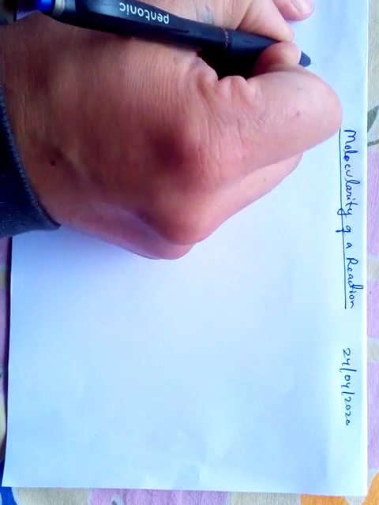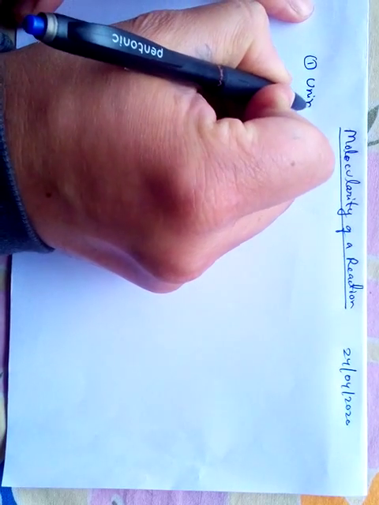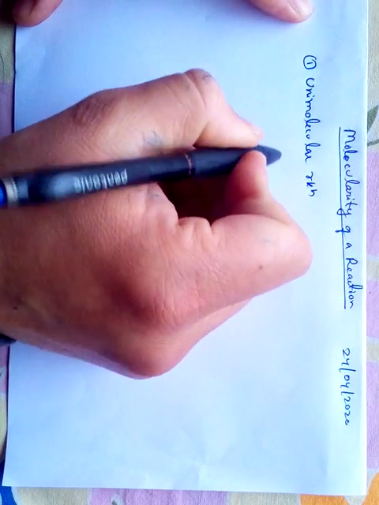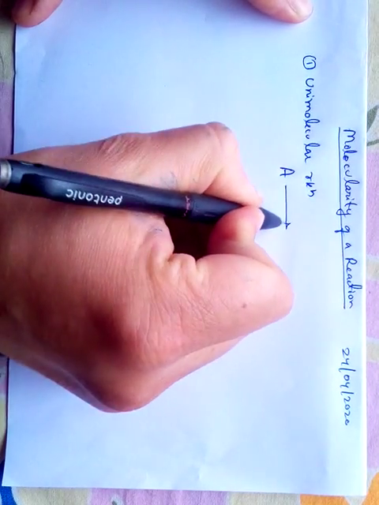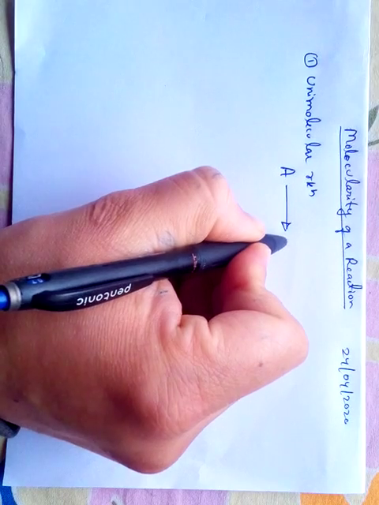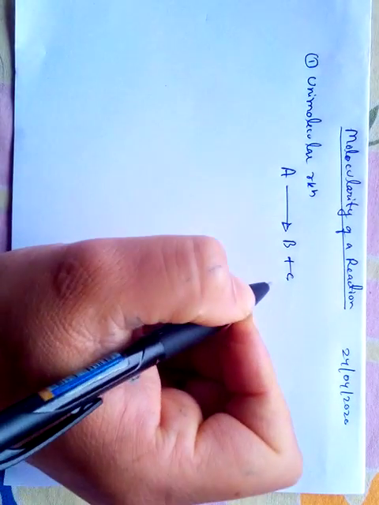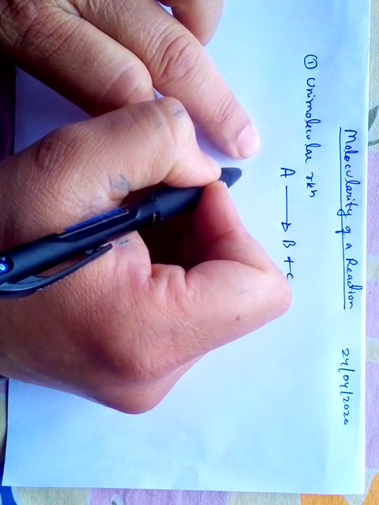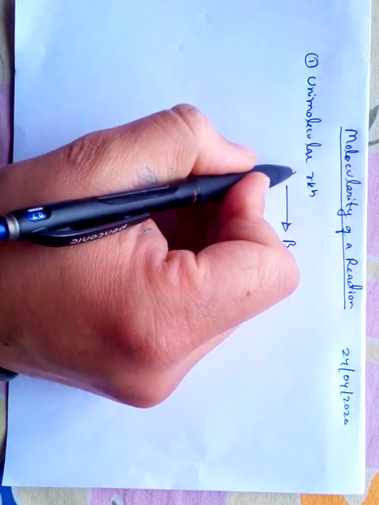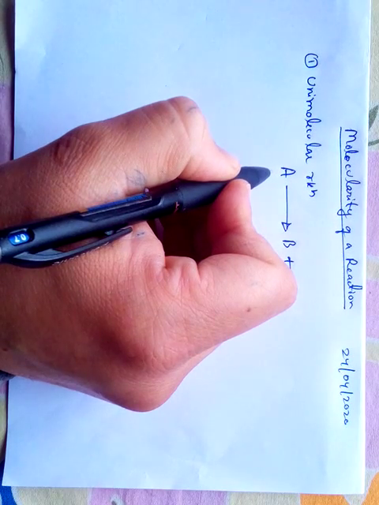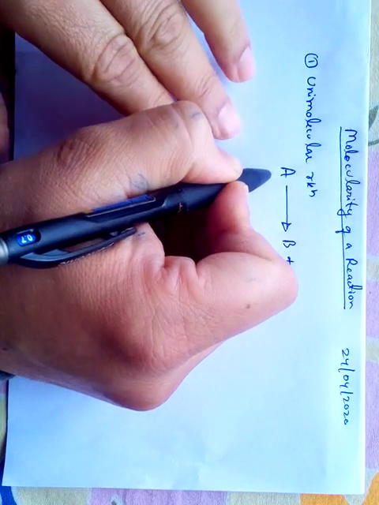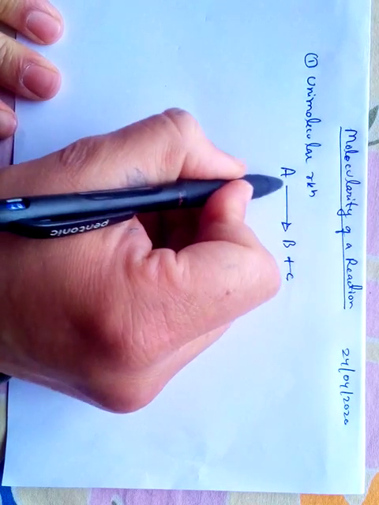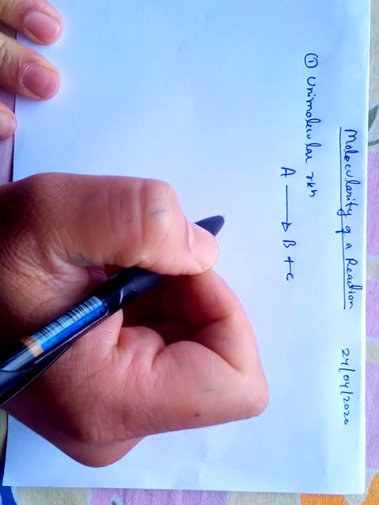So we can think of a unimolecular reaction, right? Unimolecular reaction means only one reactant, and it breaks to give B plus C. Unimolecular reactions are normally found as decomposition reactions, because only one molecule is there, and under the application of heat it decomposes to give B and C. So only one molecule is involved, so it is basically a unimolecular reaction.